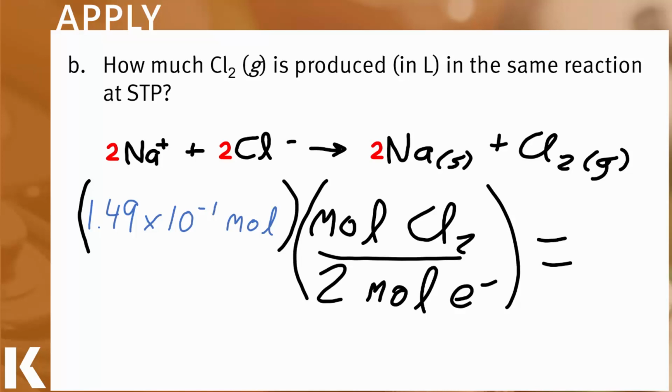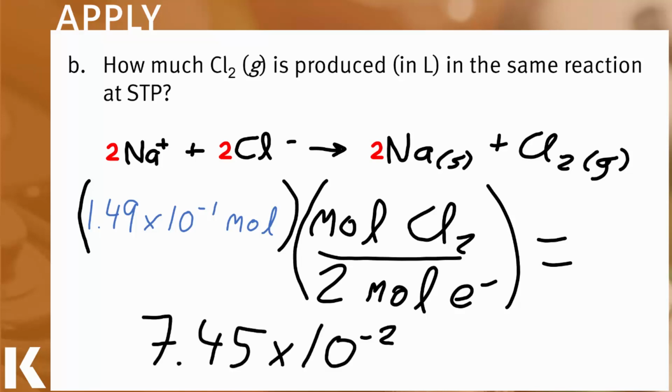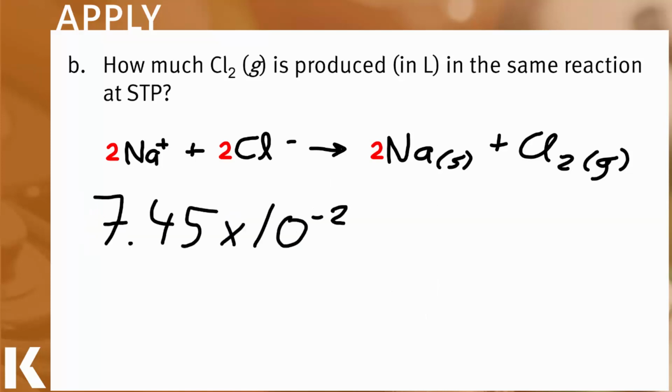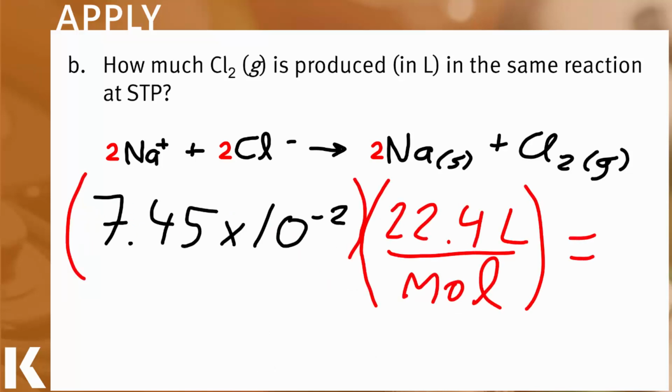So therefore, with that number of electrons, we will actually produce 7.45 times 10 to the minus 2 moles of chlorine gas. So that's how many moles of gas, but we're being asked to tell how many liters of gas will be produced. To find that, of course, we will take that number of moles of gas, multiply it by our conversion factor of 22.4 liters per mole, and we see that we will produce 1.67 liters of chlorine gas.